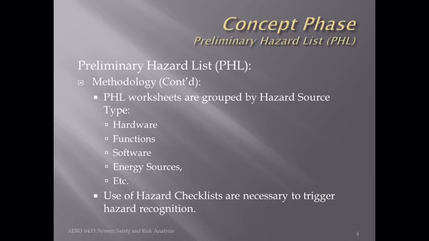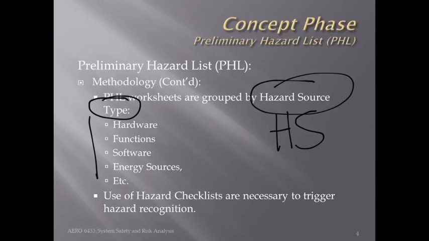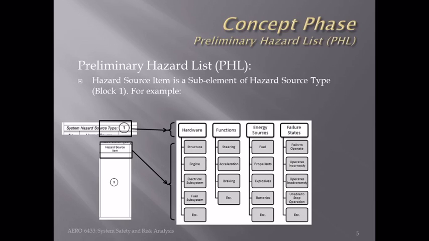PHL is a list. The preliminary hazard list is documented on a worksheet, and each list is grouped by hazard source types. Hazard source is one of the components. Remember, this is the HS component of the hazard triangle. So hazard source types are the higher level system things, the hardware, the functions, the software. Energy sources are examples. Below hazard source types are hazard source items.